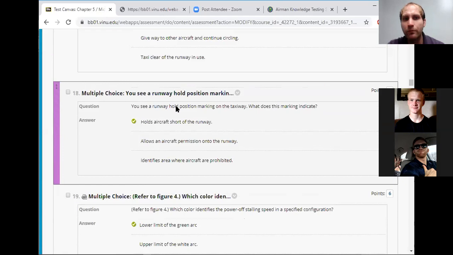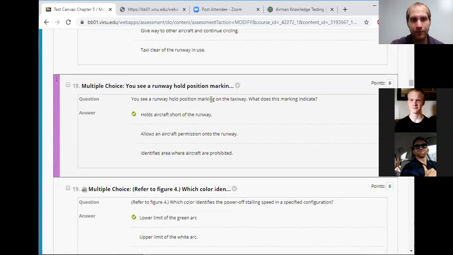All right, you see a runway hold position marking on the taxiway. What does this marking indicate? Holds aircraft short of the runway. So you're on the taxiway, you see the hold short line, that means you're about to leave the taxiway and get onto the runway. So you'd see a double solid, double dash, and you stop on the double solid side. Do not cross the double solid lines unless you have permission from ATC. If it's an untowered airport, you need to at least make a radio call and make sure it's clear before you cross that hold short line.